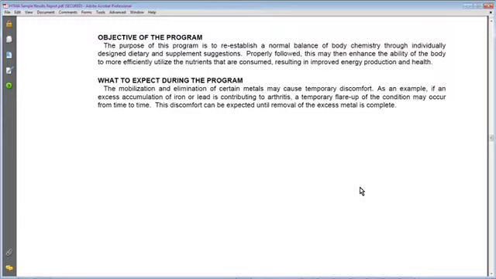What to expect during the program. The mobilization and elimination of certain metals may cause temporary discomfort. As an example, if an excess accumulation of iron or lead is contributing to arthritis, a temporary flare-up of the condition may occur from time to time. This discomfort can be expected until removal of the excess metal is complete.